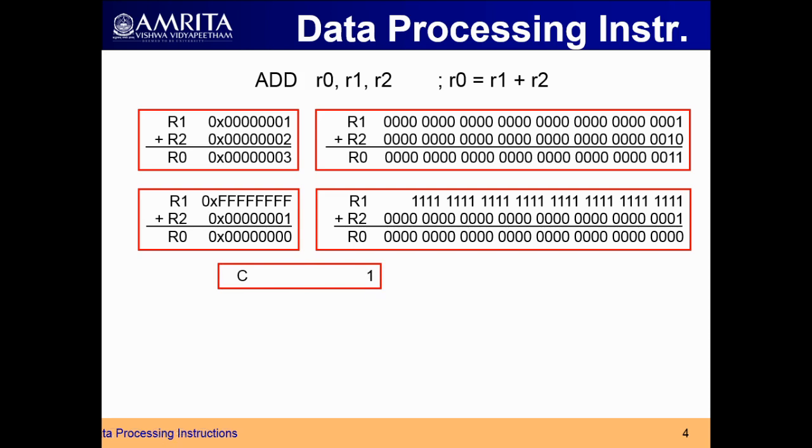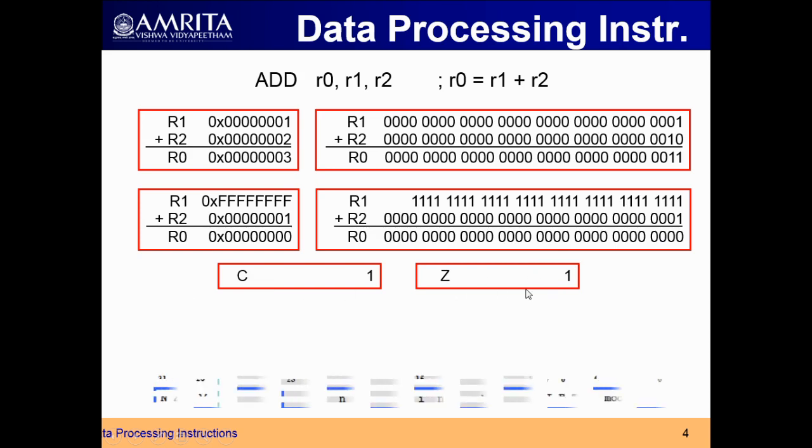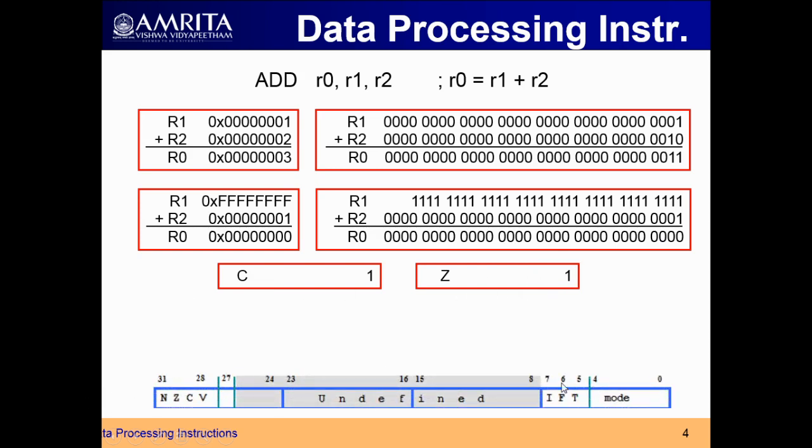In the CPSR. Right. So here, since carry is generated, carry flag will be set as 1. Similarly, one more flag will be set. What is that flag? That is known as a zero flag. Why? Because when you are performing this addition, you got the result as 0. So whenever an arithmetic or logical instruction is generating 0 result, zero flag will be set as 1. So where are these two flags available? In the CPSR. So this is a CPSR. So this is a carry flag, this is a zero flag. So when you are performing this operation, both the carry and zero flag will be set.